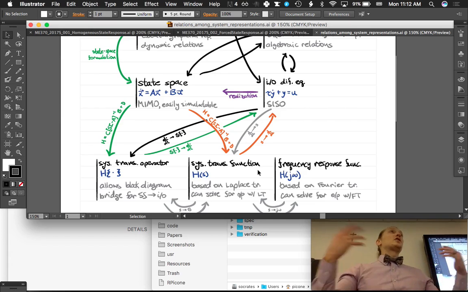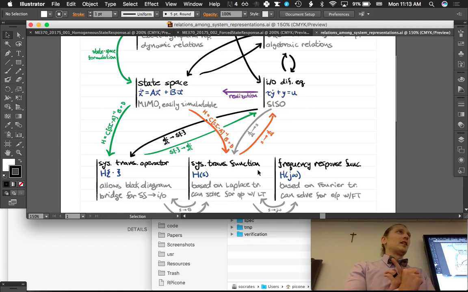You can solve for the output of the system using a transfer function representation. You use Laplace transforms and inverse Laplace transforms to do that. And for the frequency response function representation, you use Fourier transforms and inverse Fourier transforms to do that.